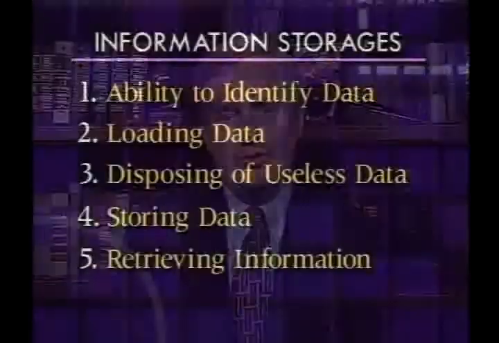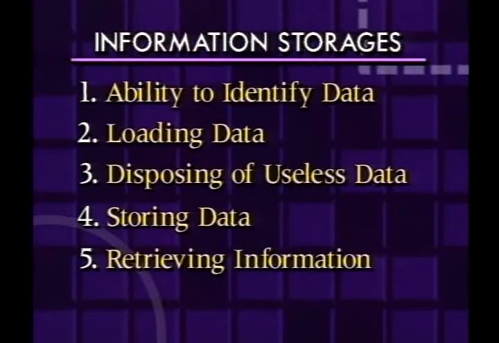Let's move on and talk about information storage. How is it that you can remember things? Well, there are 5 basic steps for information storage. First of all, you have to be able to identify incoming data. Secondly, you have to be able to get that data loaded up. Thirdly, when you've got too much data loaded on the system, you have to discard it. Fourthly, you have to decide what you're going to store. And then once it's put into storage, you have to be able to retrieve it. These are all functions that are served by different brain regions.